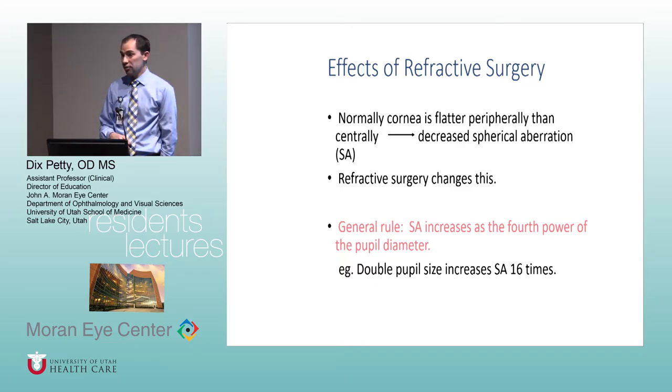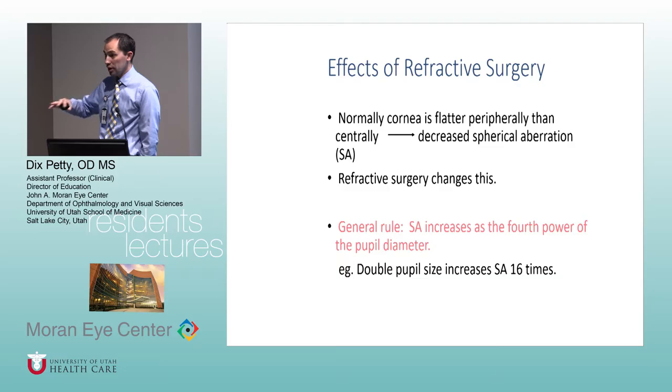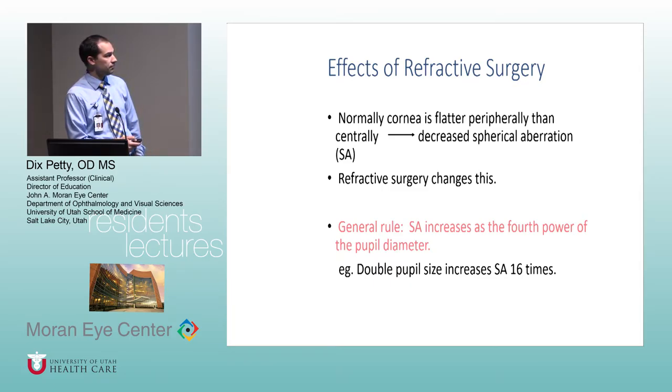And this also comes into play with refractive surgery. Normally the cornea is flatter in the periphery, and the body actually handles this by making the cornea flatter in the periphery, so it's not as noticeable. But then we flatten out the middle of the cornea and it takes away some of that. So that's why pupil size is such a big deal when it comes to refractive surgery, and making sure they take that into account. Because otherwise, if they have a larger pupil, at night they're going to get a whole lot of glare and halos. It just has to do with where that light's being refracted to. And just to show how much of an effect it has, doubling the pupil size increases the spherical aberrations by about 16 times. So it's a fourth power.